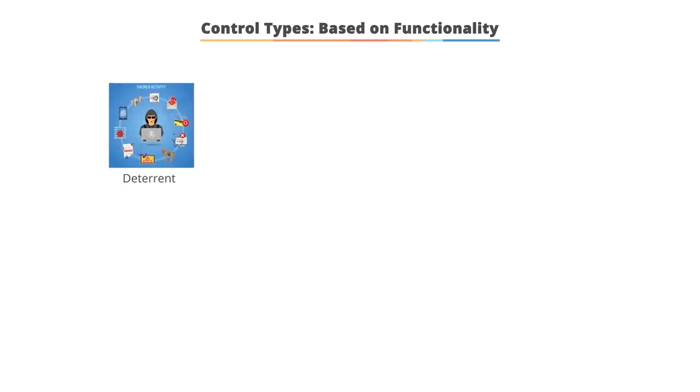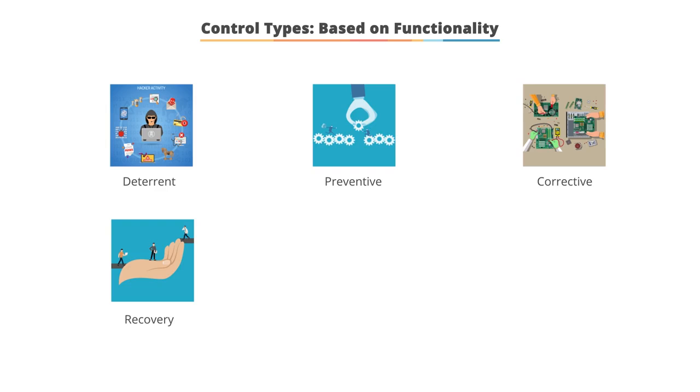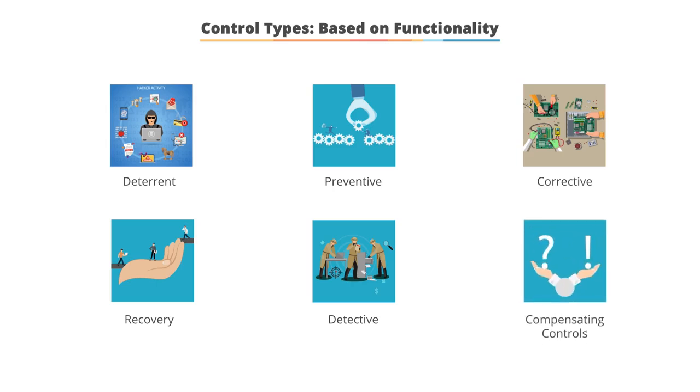Let's talk about control types that are based on functionality. Deterrent controls are intended to discourage a potential attacker. Preventative controls are intended to avoid an incident from ever occurring. Corrective controls fix components or systems after an incident has occurred. Recovery controls are intended to bring the environment back to regular operations. Detective controls help identify an incident's activities and potentially an intruder. And finally, compensating controls provide an alternative measure of control.